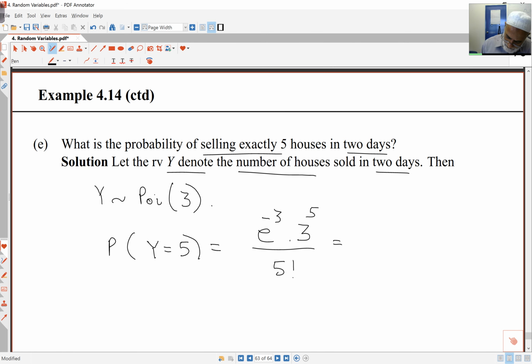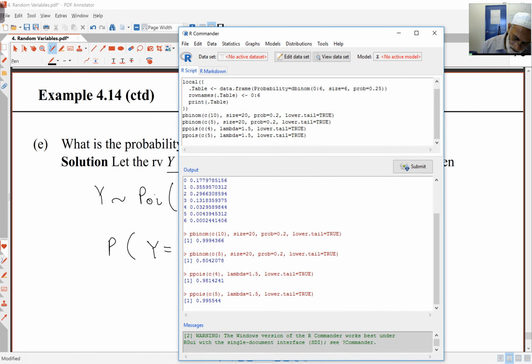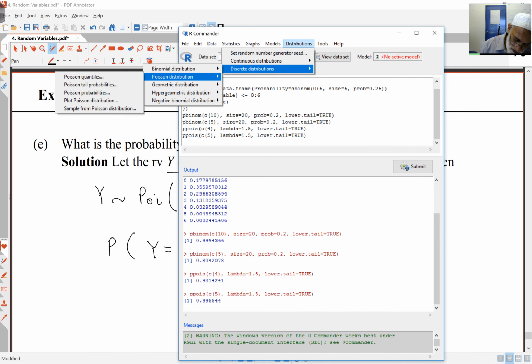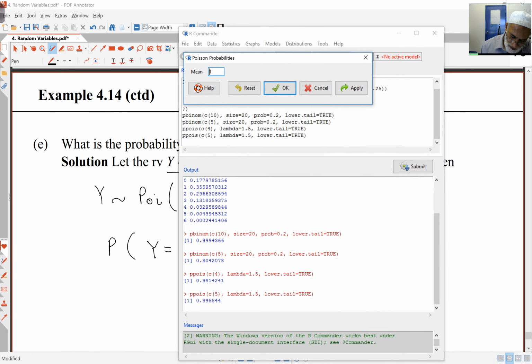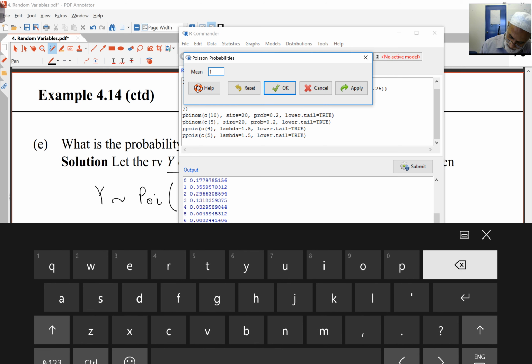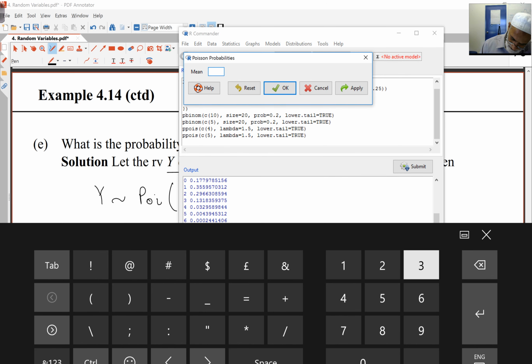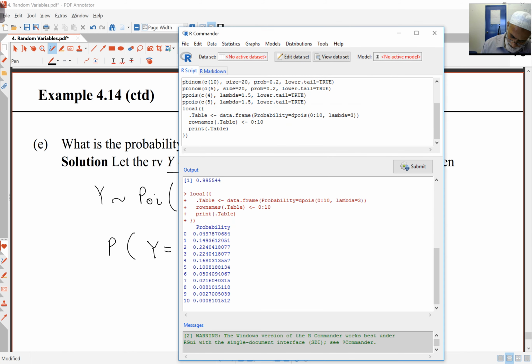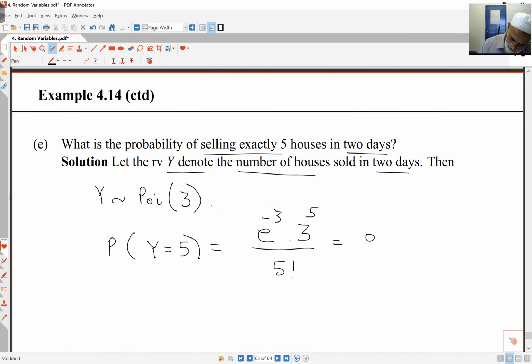I'll use R again. I'm looking here at distributions, discrete, Poisson, and I want Poisson probabilities. The mean is going to be now 3. And so it's listing probabilities for me. Well, I want probability of y equals 5 here. So 5 over here is 0.1008. That's that problem solved.